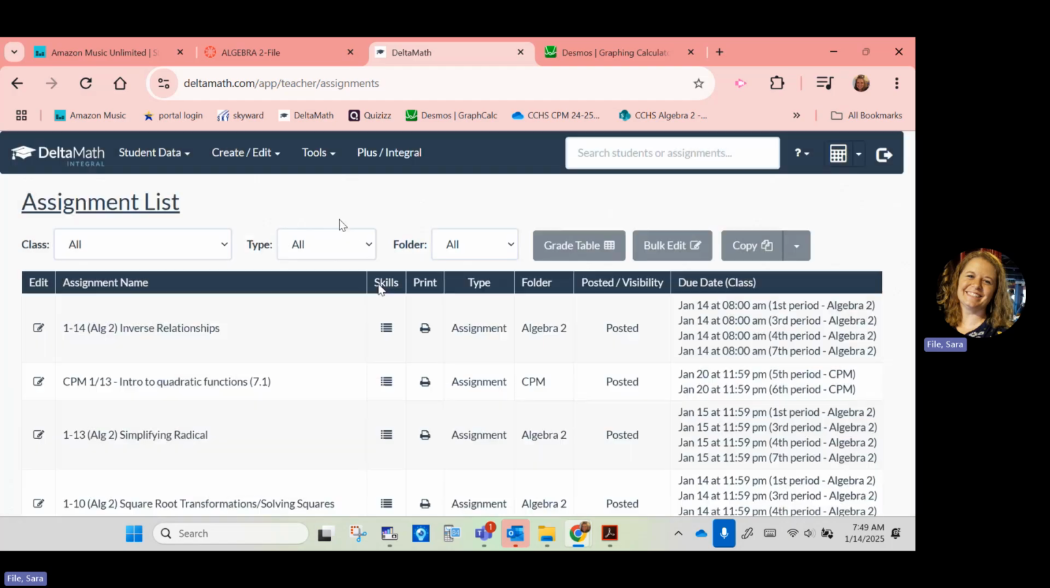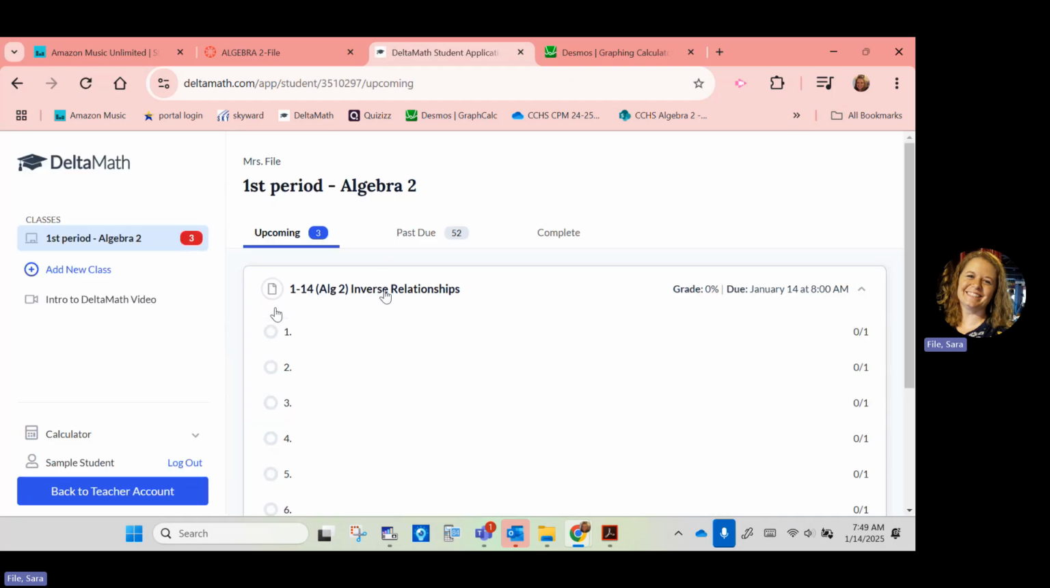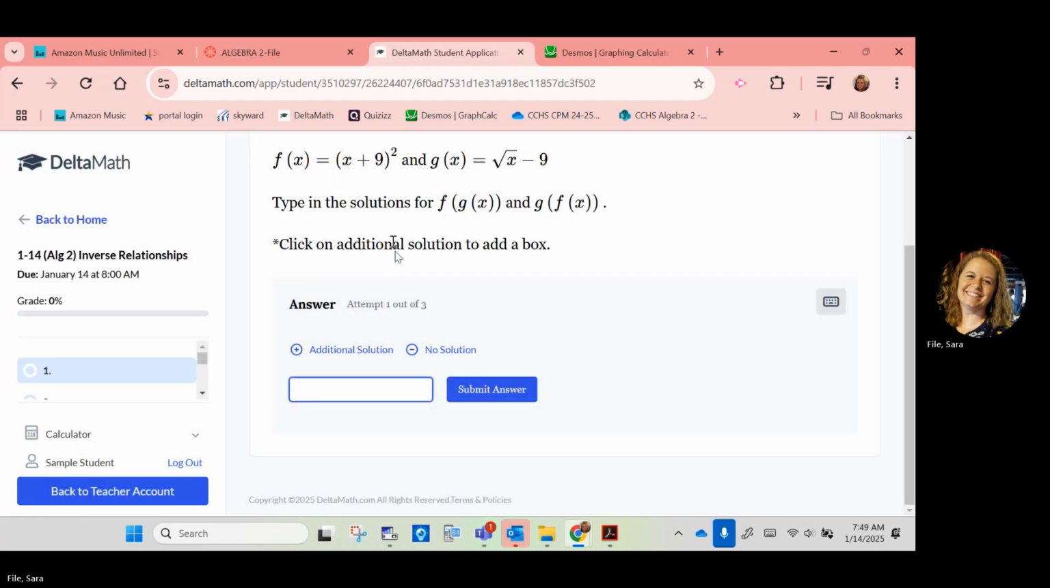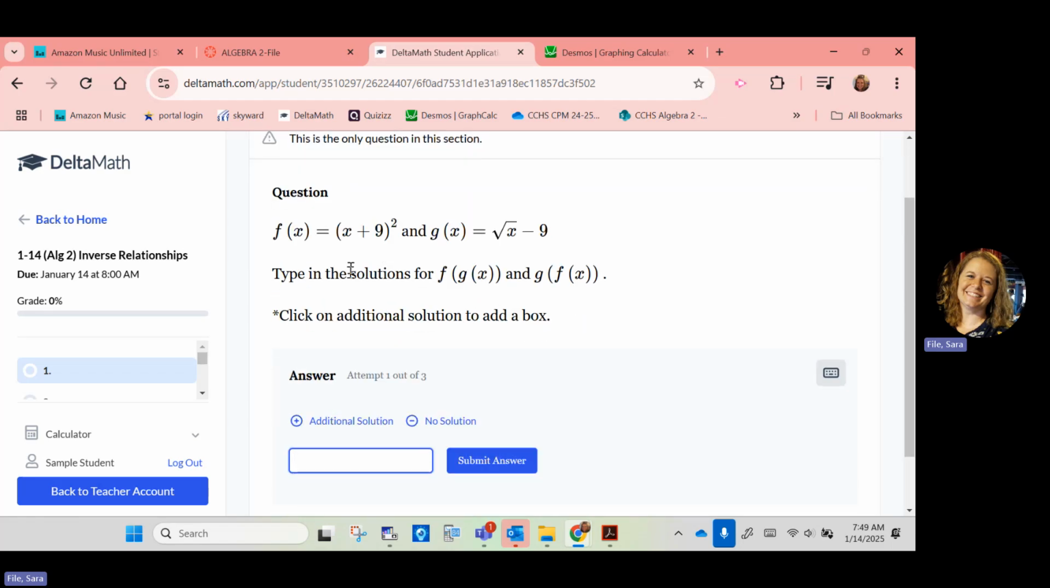Some of them go together. For instance, number 1 here, it asks you to get the solutions for f of g of x and g of f of x. Notice it says to click on an additional solution to add a box. So right here where it says additional solution, you click there. Now you can type in both answers. So you're going to type in the answer for f of g of x, and then the answer for g of f of x. So you're going to do both compositions and get your solutions here.